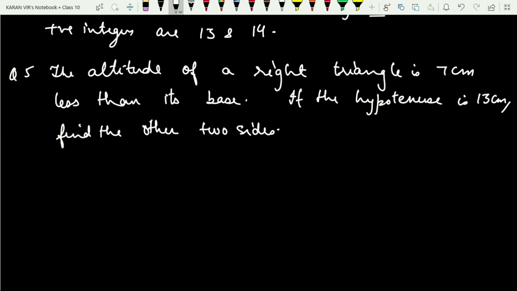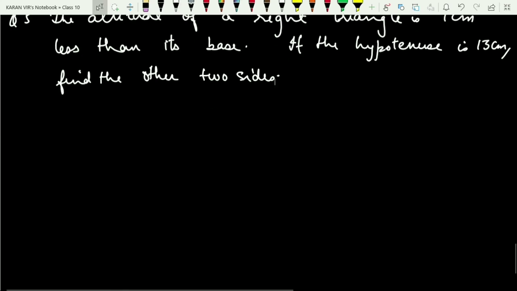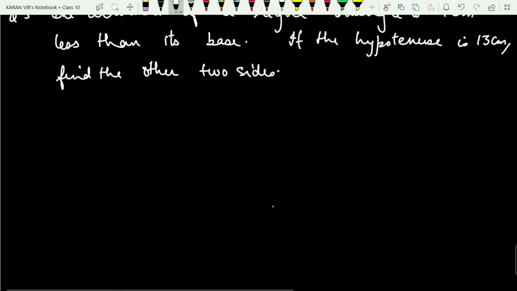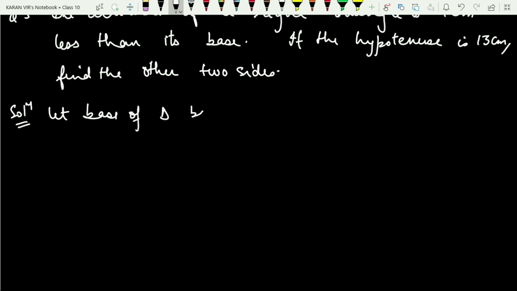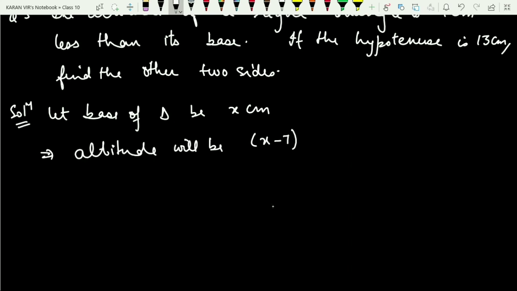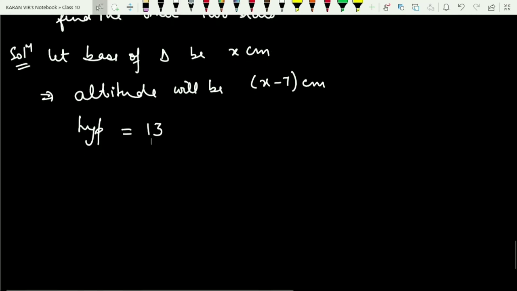If the hypotenuse is 13 centimeters, then you have to find the other two sides, right? So solution: we will assume the base of the triangle to be x. Let the base of the triangle be x centimeters, which implies the altitude is x minus 7 centimeters. The hypotenuse is already given in the question, that is 13, and in a right angle triangle, you know, there is a theorem called Pythagoras theorem.